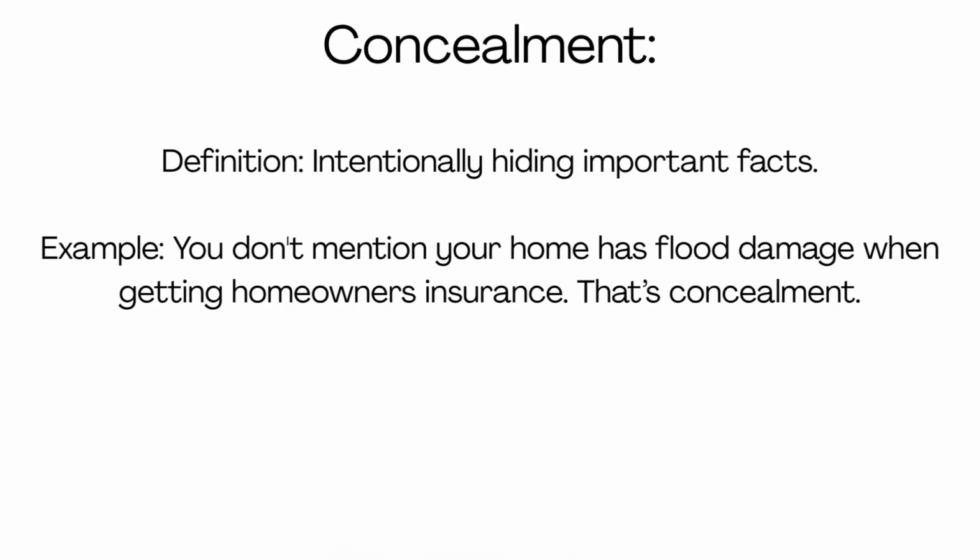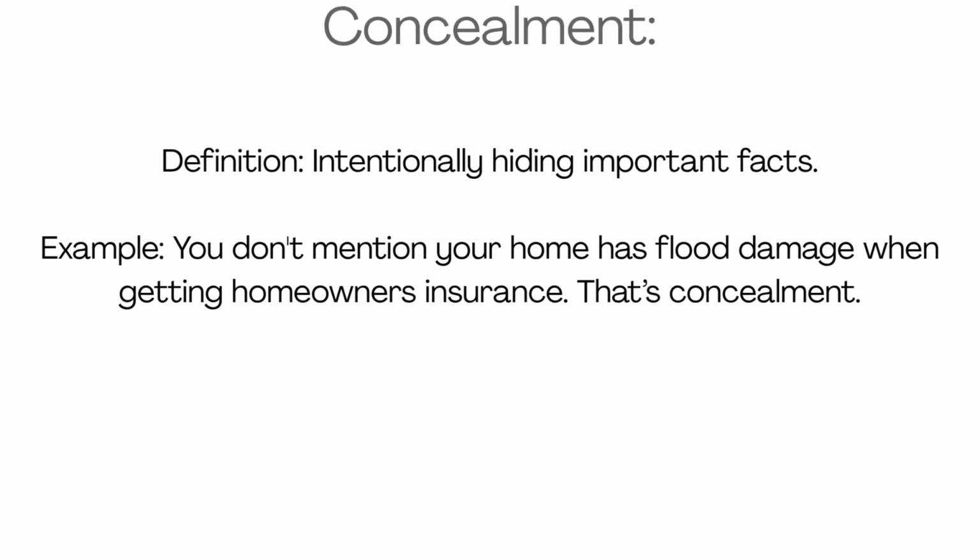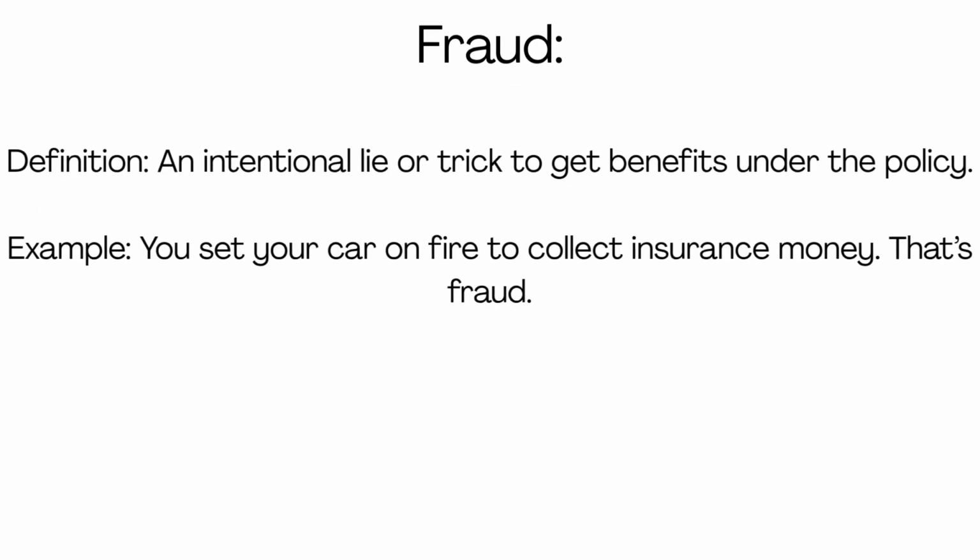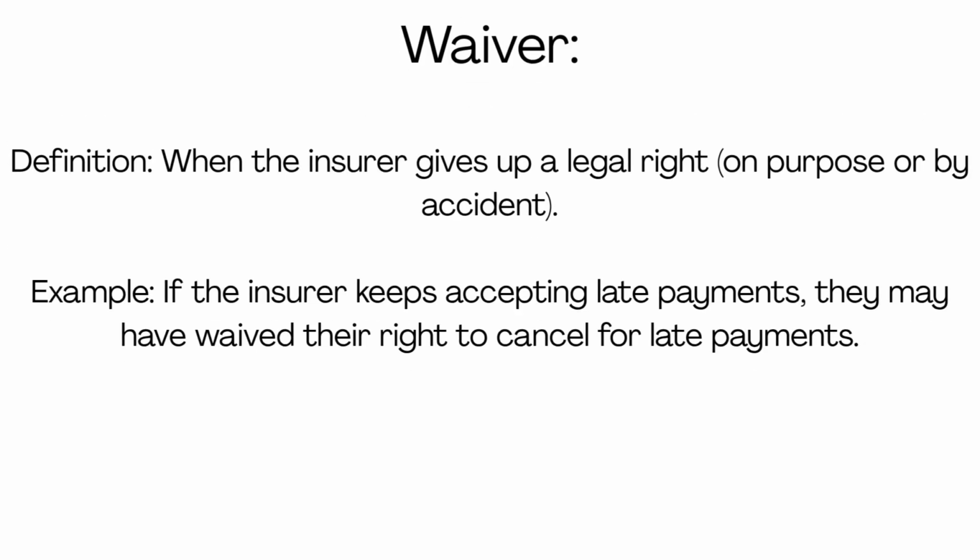Concealment is intentionally hiding important facts. For example, you don't mention your home has flood damage when getting homeowners insurance. That's concealment. Fraud is an intentional lie or trick to get benefits under the policy. For example, you set your car on fire to collect insurance money. That's fraud.